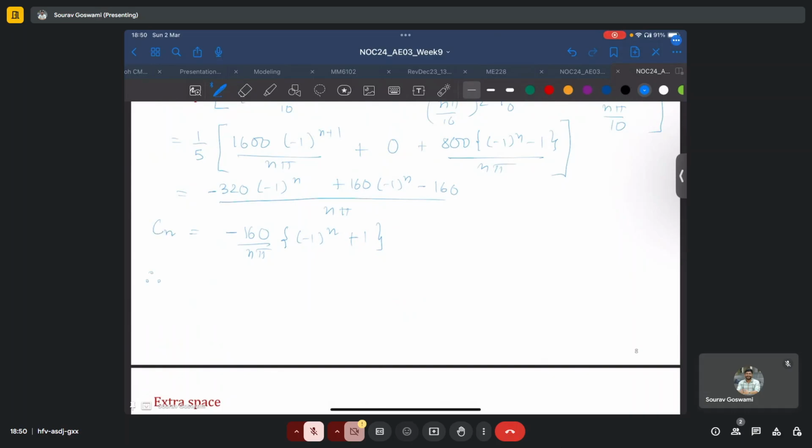So therefore the solution becomes u at x comma t was the series solution n equals 1 to infinity because we have a sine series here.